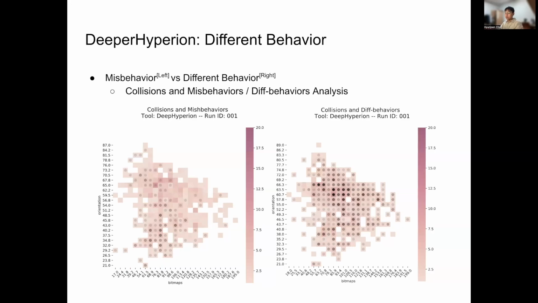Next, collisions and different behaviors. As you can see from the right figure, it is darker and contains more spots. So basically, this one also supports the same ideas. This map likely has a higher concentration of collisions or different behaviors in particular areas, indicating that input images with certain orientations or bitmaps are especially brittle.